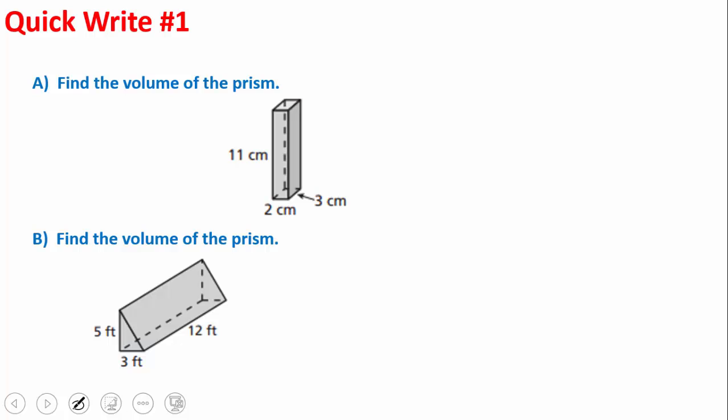Find the volume of each prism. So you have 2 of them tonight on the first quick write. You might want to just draw a quick little figure. You have 11, 2, and 3 for the units on the rectangular prism. You have 5 and 3 for the base and height of the triangular prism, and a length of 12. Go ahead and get that done.